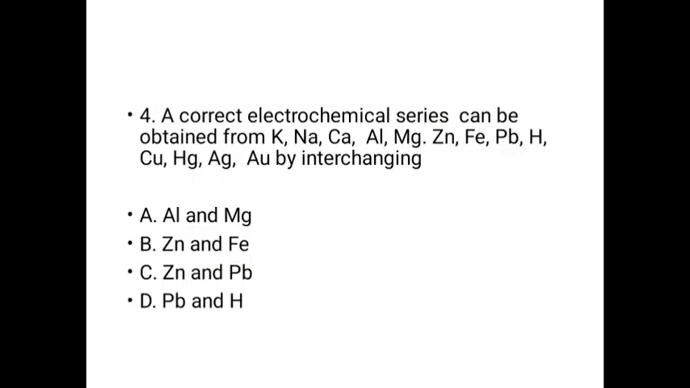Number 4. A correct electrochemical series can be obtained from potassium, sodium, calcium, aluminum, magnesium, zinc, iron, lead, hydrogen, copper, mercury, silver, gold by interchanging: A, aluminum and magnesium; B, zinc and iron; C, zinc and lead; D, lead and hydrogen.